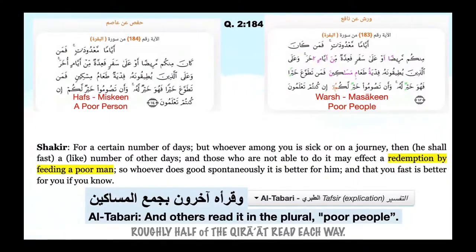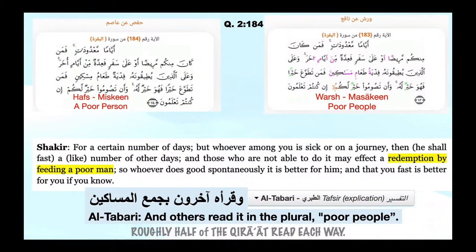We have this one here, poor person versus poor people. And the redemption here is the atonement for the sin of missing fasting. It's a big thing. You can't meet Allah with unatoned-for missed fasts. Yes, because they don't have Jesus to atone. They have to atone themselves. So like you said, David, is it one poor person that I feed, or three or more?